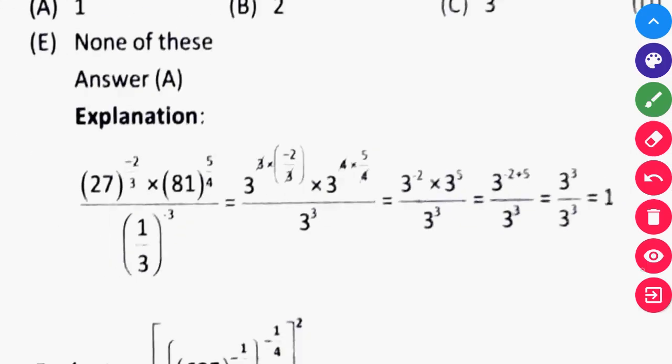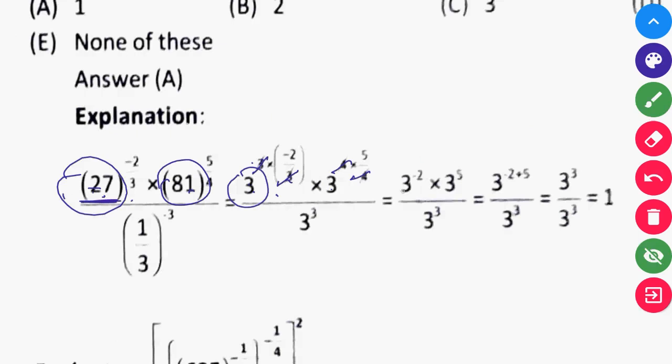See, we have to evaluate this problem, but we should know whose cube is 27 and whose fourth root is 81. So, if we multiply 3 three times, then we get 27. So, 3 raised to 3 is equal to 27. We simplify 27 as 3 raised to 3, and whose power is minus 2 upon 3. So 3 will get cancelled from numerator and denominator. Same here for 81. 3's fourth power is 81. So 4 will get cancelled.